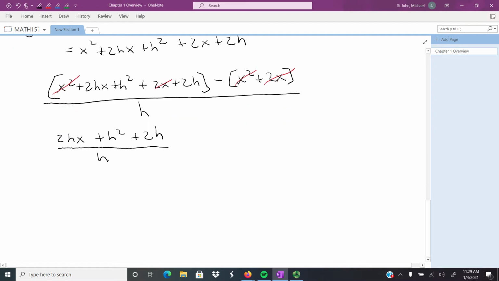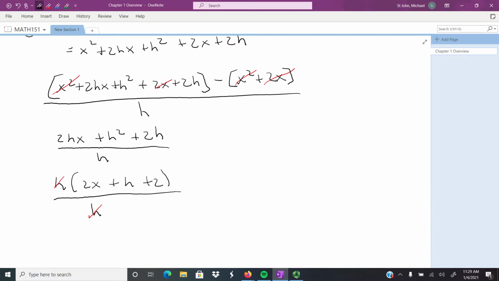But then, of course, h is common to every term on the top, so I could factor an h out. So you get h times (2x plus h plus 2), all divided by h. And then now the h's go away, and we're left with a final answer of 2x plus h plus 2.